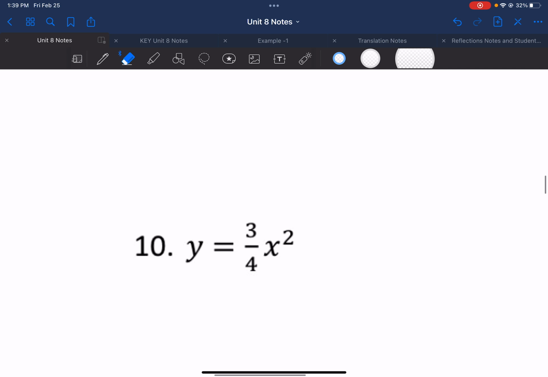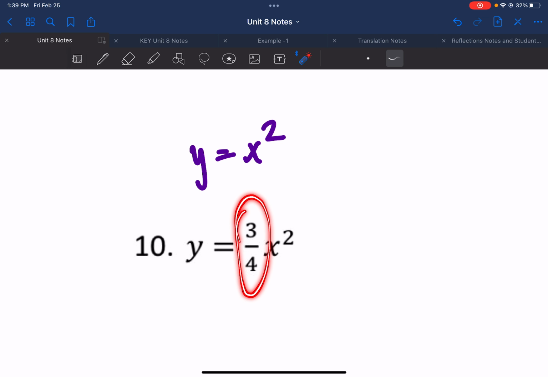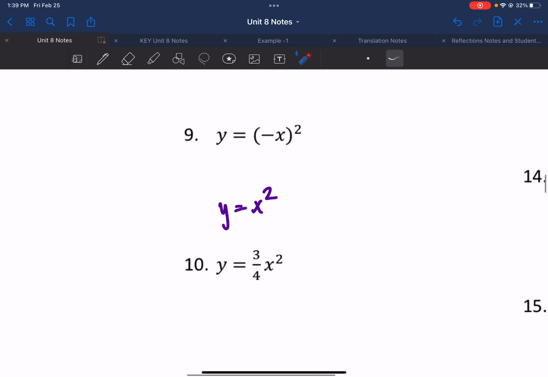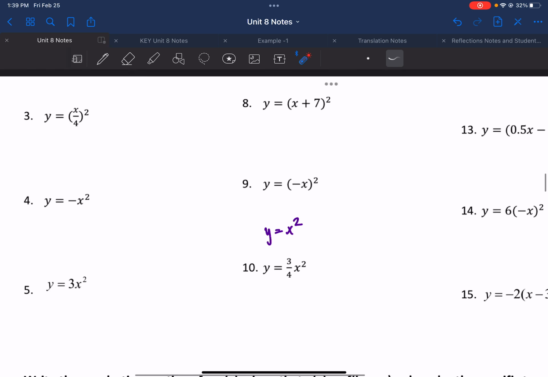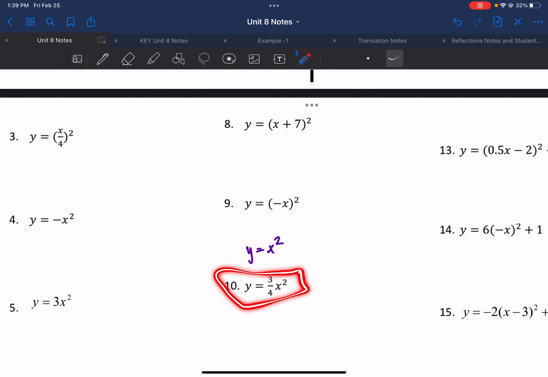Let's say I'm looking at number 10. And I'm saying, okay, my parent function is y equals x squared. What changed? Oh, now I'm multiplying 3/4 to my x squared. Let me go back and compare this picture to everything that I have highlighted to see what this looks like.